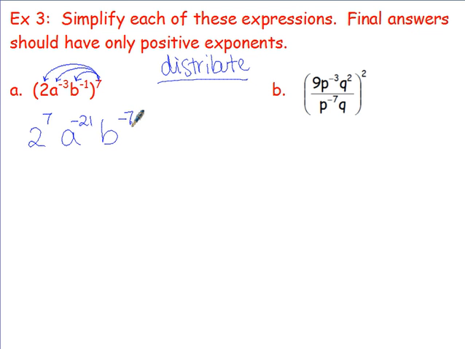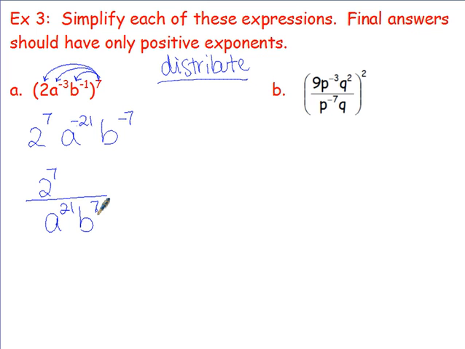Next step, is there happy or sad? Is there sad? Yes. Happy, sad, make your bar. Is the 2 happy or sad? He's happy, he stays on top. Is the A happy or sad? He's sad, goes to the bottom to become happy. Is the B happy or sad? He's also sad, he also goes to the bottom to become happy.